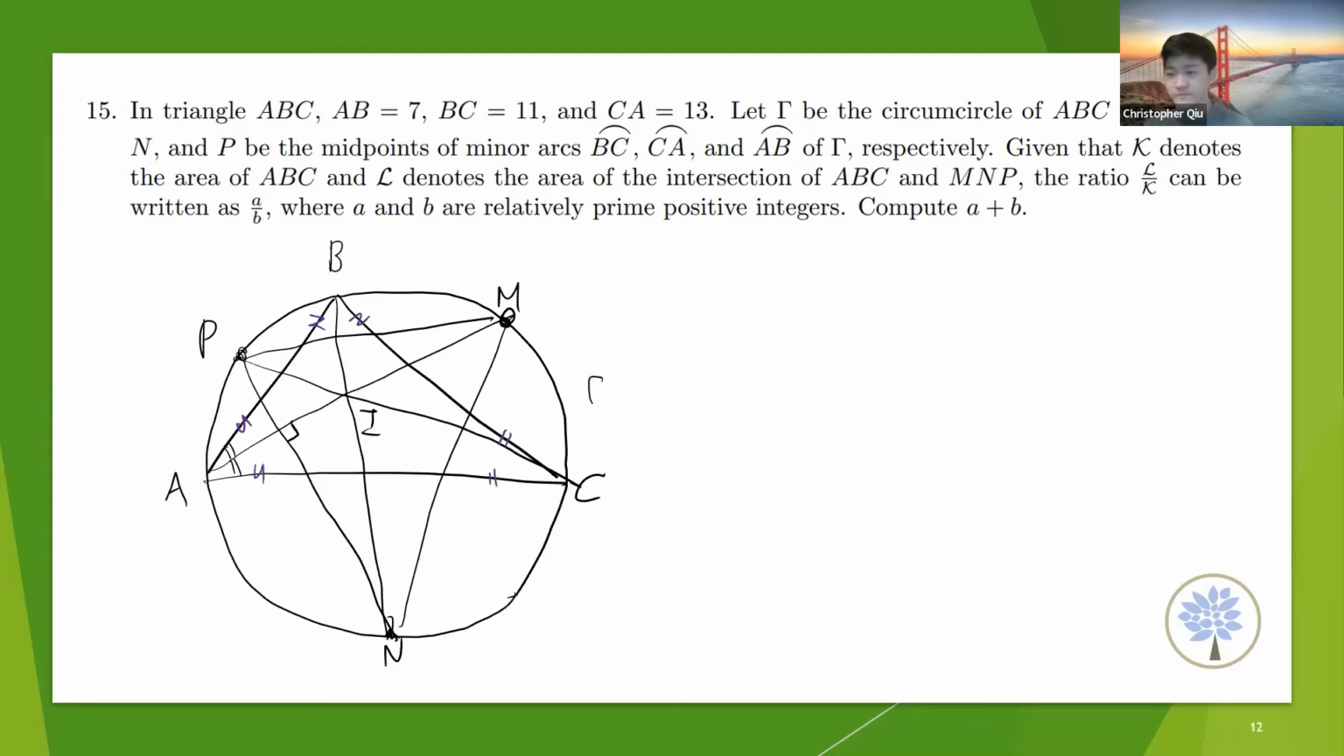So let's draw a diagram. So here's a diagram. As you can see here, there are M, N, and P, which are arc points. What that means is that this arc and this arc have equal measure, this arc and this arc have equal measure, and so on. So we want to find the ratio of the area of the intersection of ABC and MNP, which is this area, all over the area of ABC.